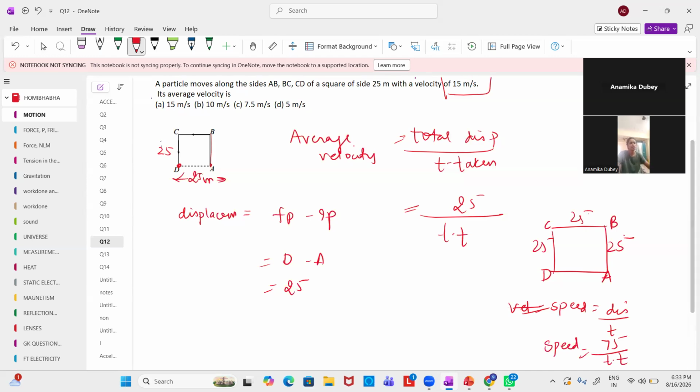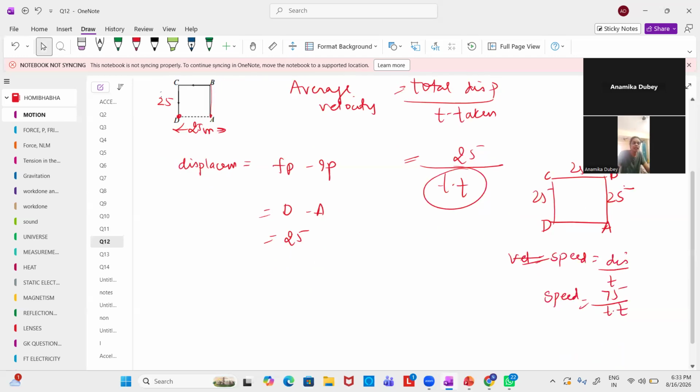Now understand why I'm using this formula. Because in the question it is giving velocity. First concept: whenever an object is moving in a straight line, the velocity and speed are one and the same. And second concept: because I have to find the time taken, whether I consider velocity or speed, the time taken will be the same for both of them. So using this formula, I can find out the time taken.